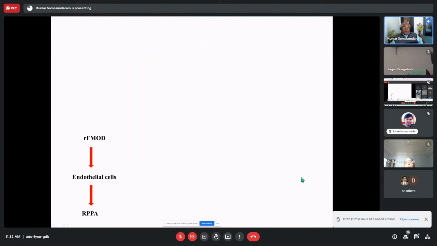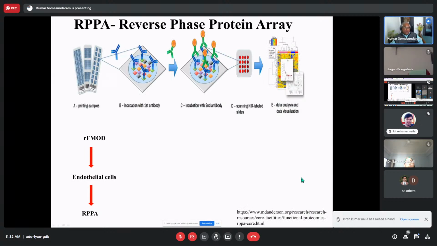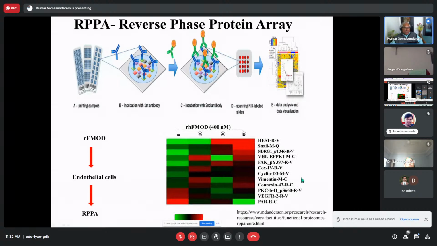So essentially we show that the FMOD can induce angiogenesis. Then we carried out a series of experiments, and a reverse phase protein array identified two important proteins which are activated. HES1, which is a bona fide target of the Notch signaling pathway, and phosphorylated FAK, which is a downstream target of the integrin signaling pathway, suggesting that Notch signaling as well as the integrin pathway are getting activated in endothelial cells when they are treated with the recombinant FMOD.